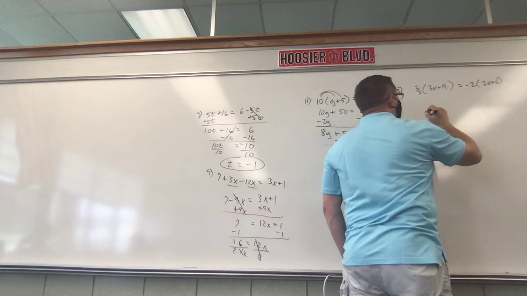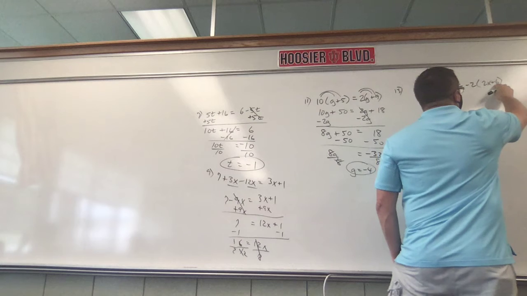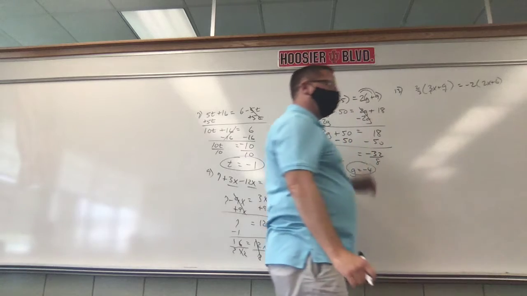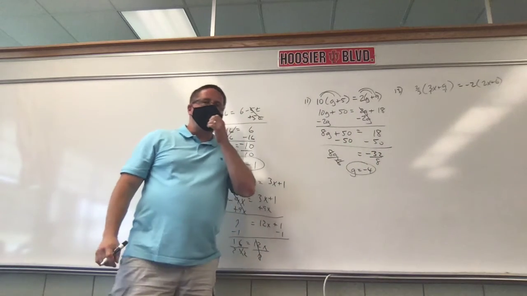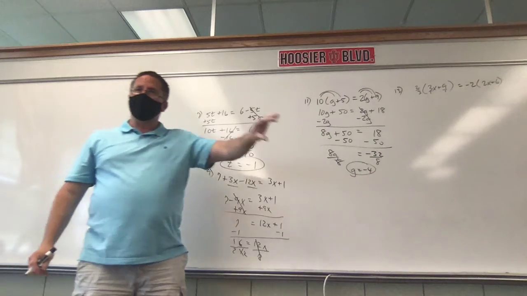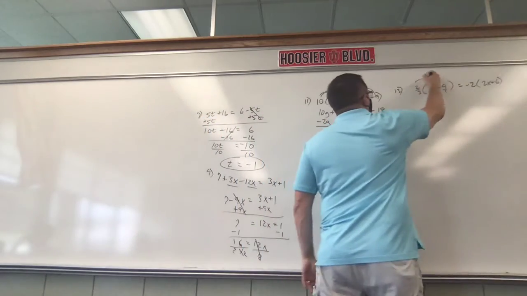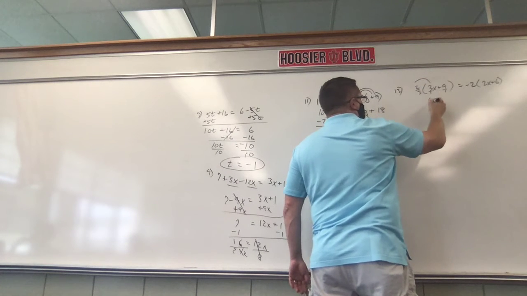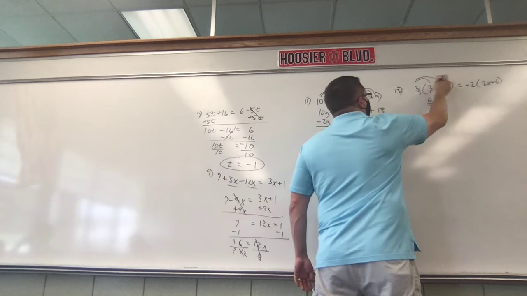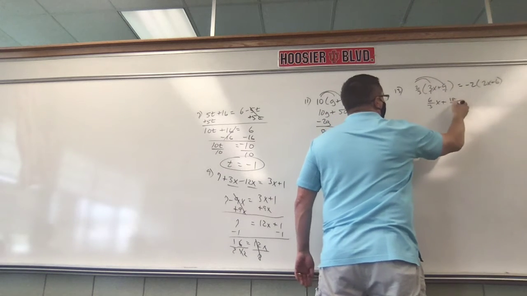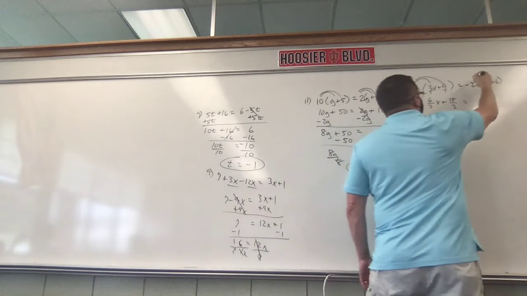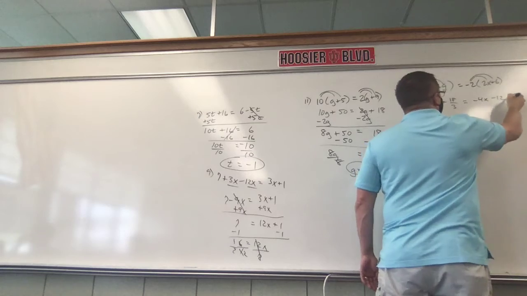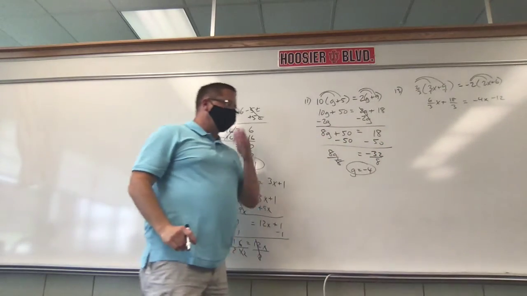Negative 6 at the end? Right here? That's a positive 6, plus 6. So let's put over 1 and over 1, okay? When you times fractions, timesing fractions is really easy. You multiply the tops and you multiply the bottoms. So if we do that, what's 2 over 3 times 3 over 1? 2 times 3 is 6 over 3x plus 18 over 3 equals negative 2 times 2x is negative 4x. Negative 2 times 6 is negative 12.